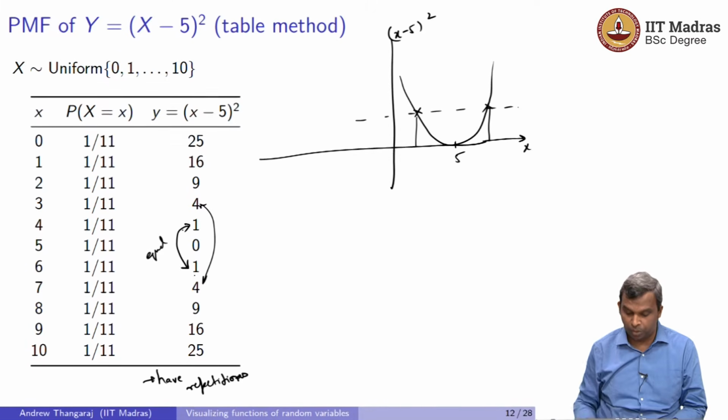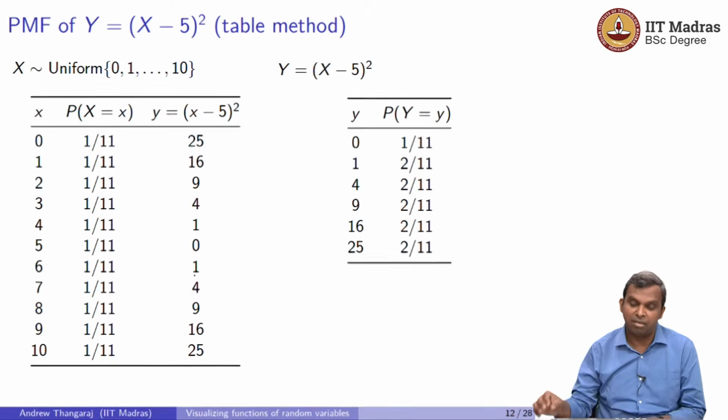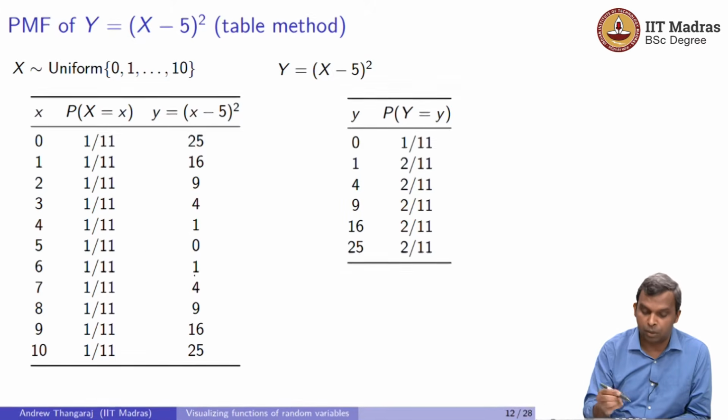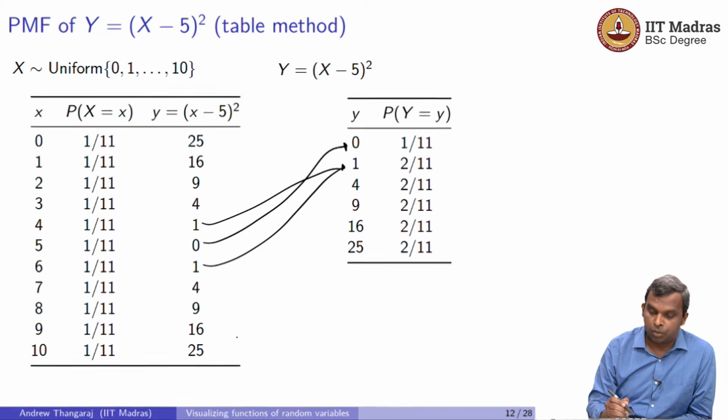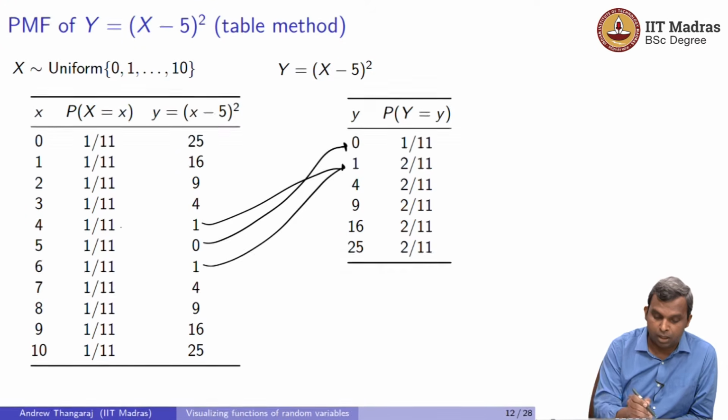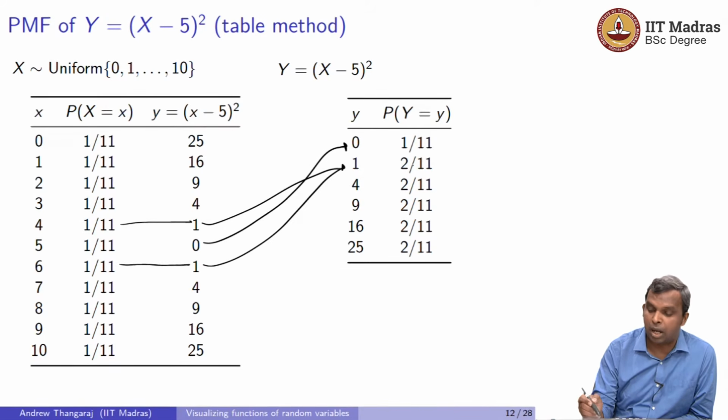So what do you do when you have repetitions in the table? It's actually very simple. You simply add the probabilities. So 0 just goes to 0, there's nothing much to add here. 1 goes here and here, so that's 2 by 11. 1 had 1 by 11 here, and then 1 by 11 from here, these two added and you got 2 by 11. Whenever you have repetition, you simply add the probabilities.